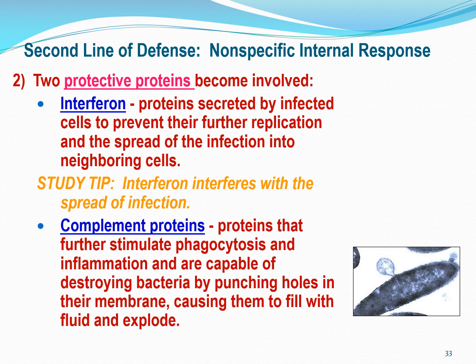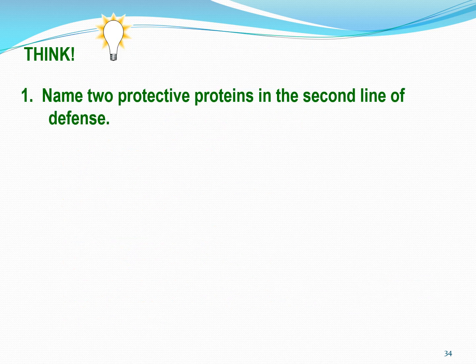Then there's complement proteins, proteins that further stimulate phagocytosis and inflammation and are capable of destroying bacteria by punching holes in their membrane, causing them to fill with fluid and explode. Okay? So know about interferon, know about complement proteins. This is still in our second line of defense, and this is non-specific internal response. So pause these now and see if you're getting the right answer.